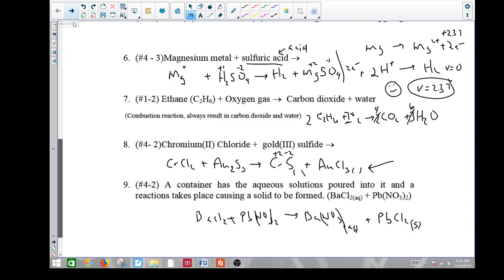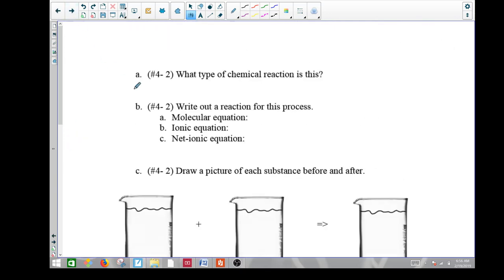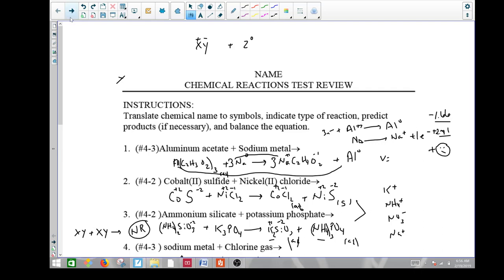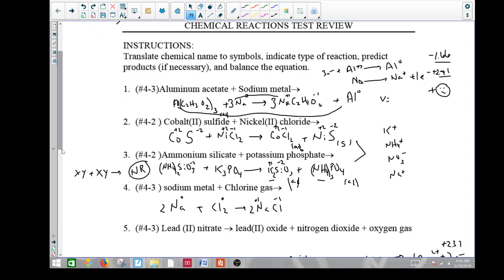Alright, that's the end of this particular page. Let's go to the next page. We have, alright, what type of reaction is this? Okay, I guess that's off the previous page. That would be a solubility reaction. Write out the molecular equation. That's on the previous page, which is located right there on the bottom here. I'm going to rewrite it.